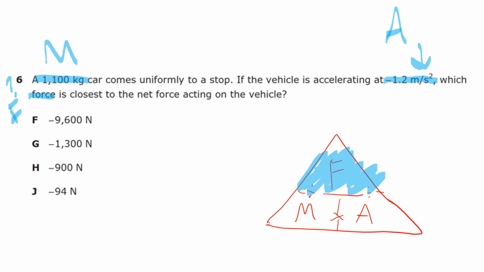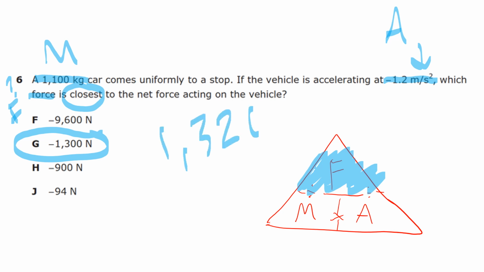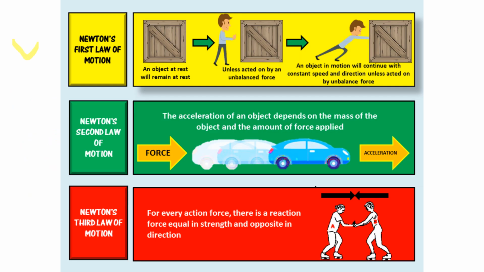Okay, coming back, what did you guys get? You should have got 1,100 multiplied by 1.2, and your answer should have been, and it wants the closest, so you're not looking for the exact answer, you're looking for the thing that is closest to what you came up with, which should have been negative 1,300. If you wanted a precise answer, it would have been negative 1,320 newtons. But the closest one is G. Okay, we're done with those first two.